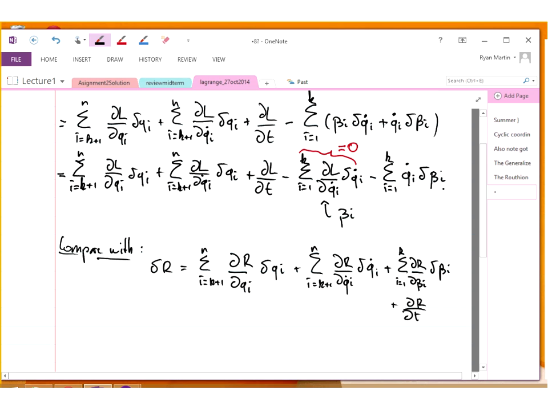Right. So these two must be equal to each other. If these two expressions for the same thing are equal to each other, then I can look at all the terms that have delta q_i's and group them together, and they have to be equal.